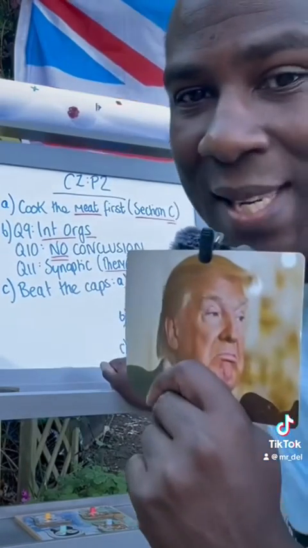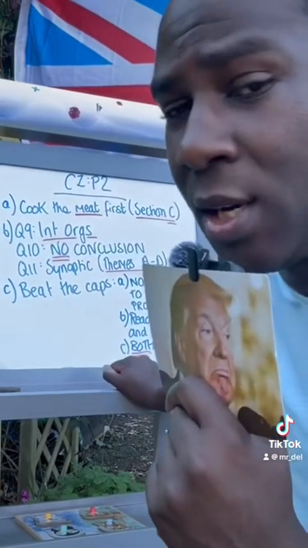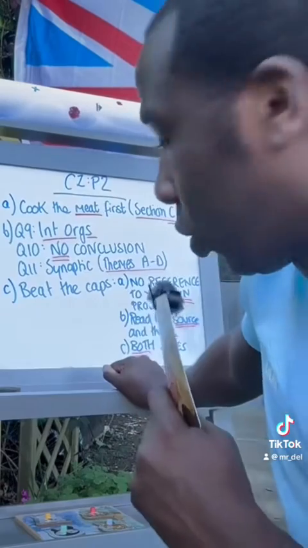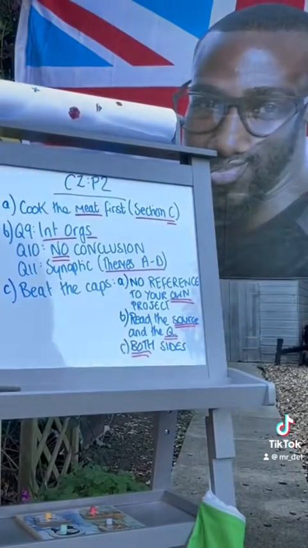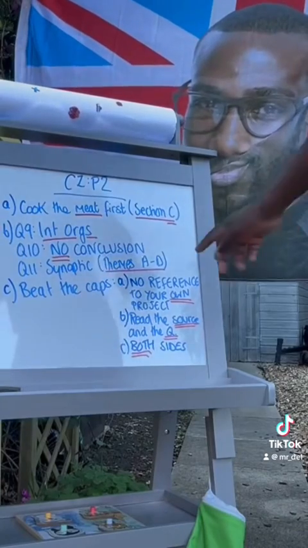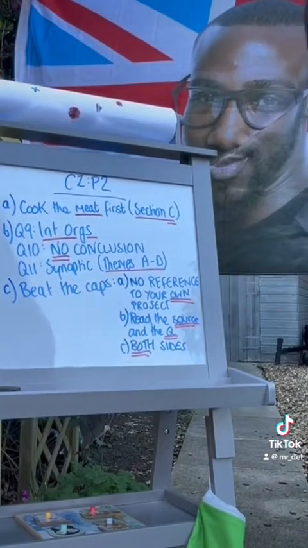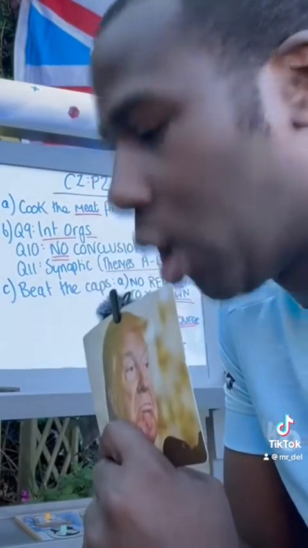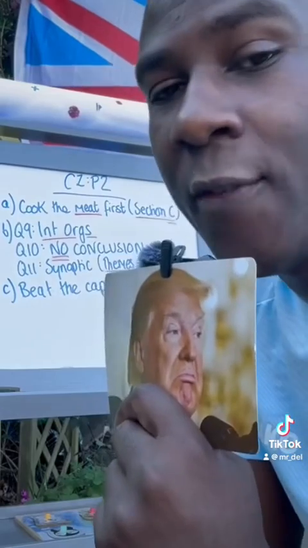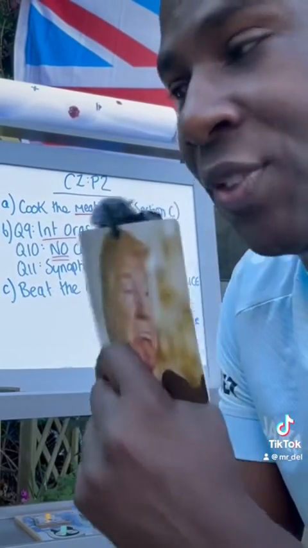And then finally, beat the caps. There are a few caps in here that aren't necessarily in Paper 1, so we're going to go through the 3 main ones. The first one is no reference to your own project. If you don't refer to your own project, you will most likely not get any marks for any of those questions. You have to refer to your own project. Otherwise, you risk getting no marks for the whole of section A.